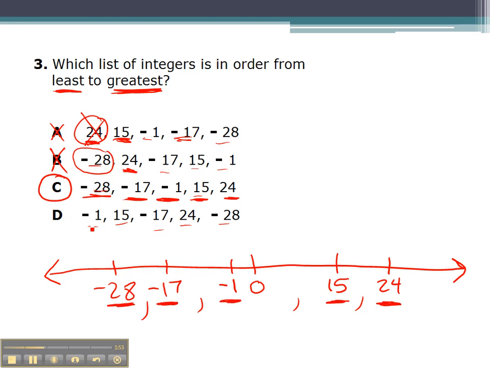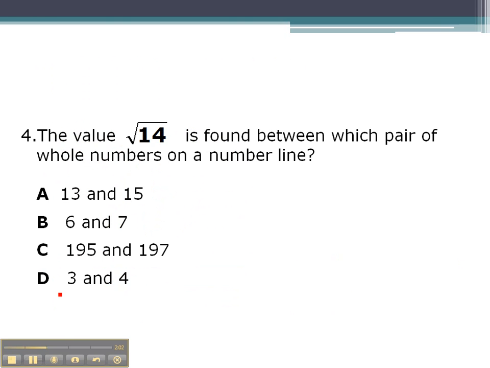Let's just check D just to make sure. Negative 1, and then we go to positive 15, and then we go back to negative. That's not right. Okay, so that's number 3. Let's look at number 4.